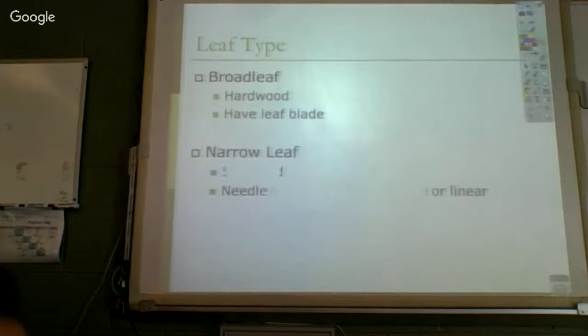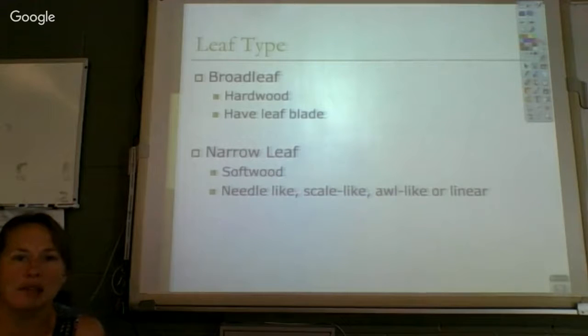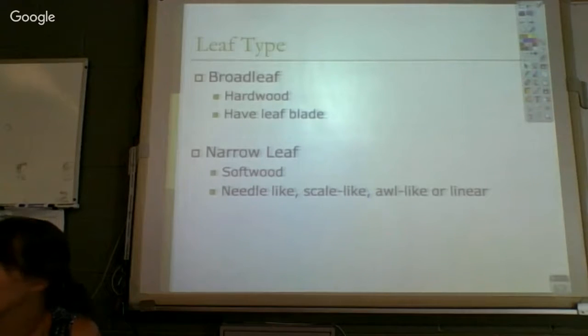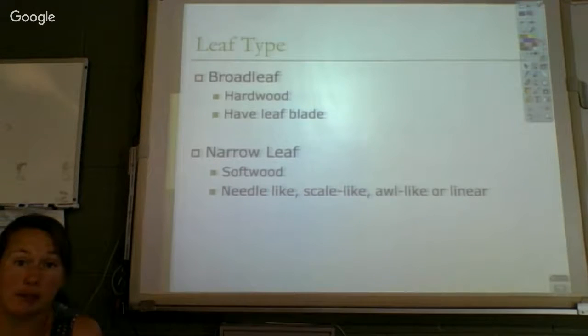All right, broadleaf versus narrowleaf. Broadleaves are said to be hardwood. They have a leaf blade. Okay, so we already talked about what a blade was. Narrow leaves tend to be softwood trees and have needle-like, scale-like, awl-like, or linear leaves.